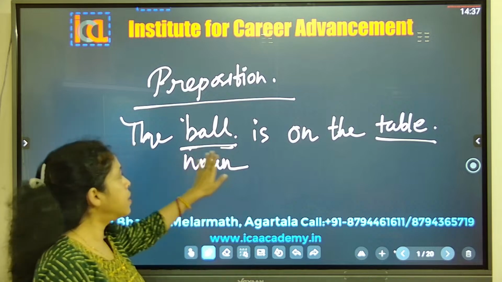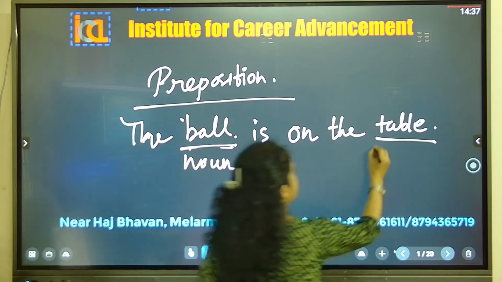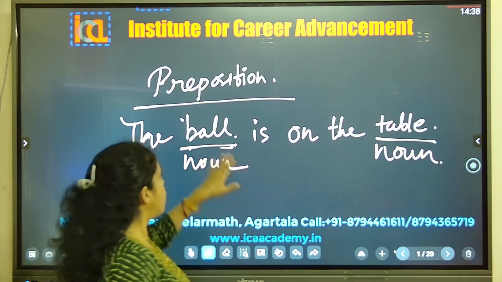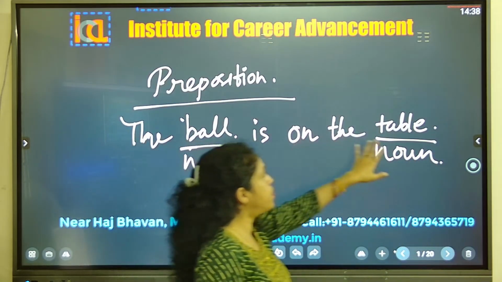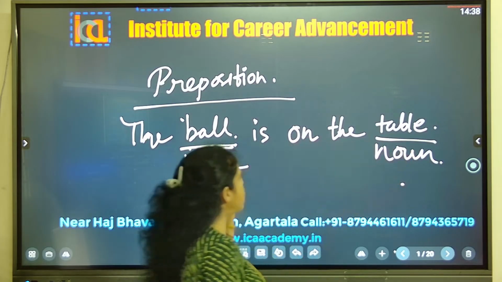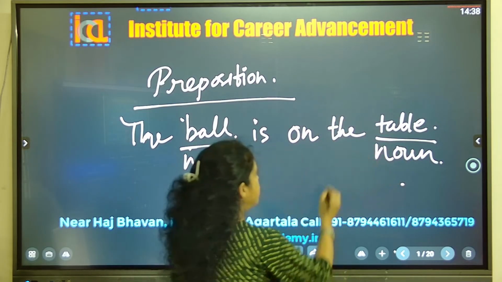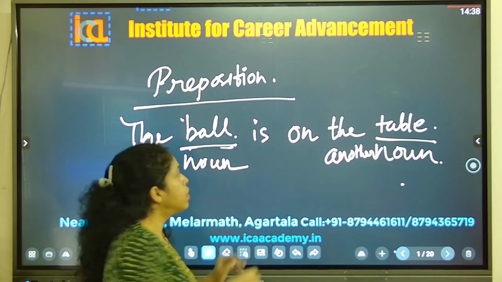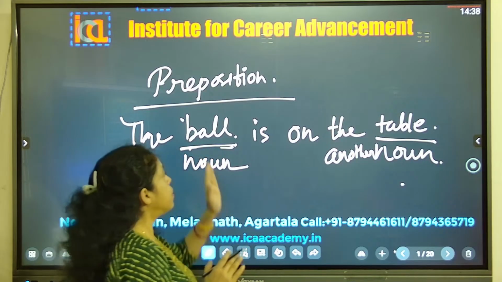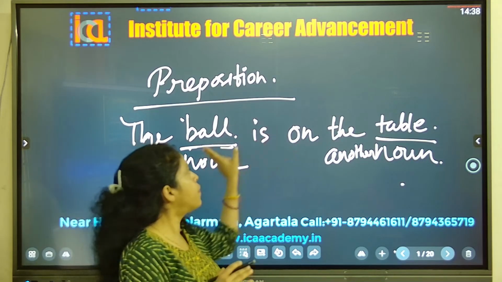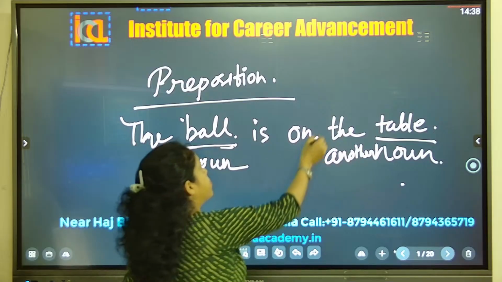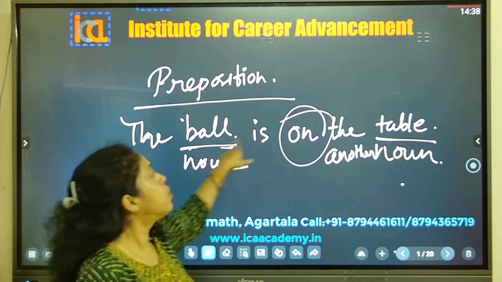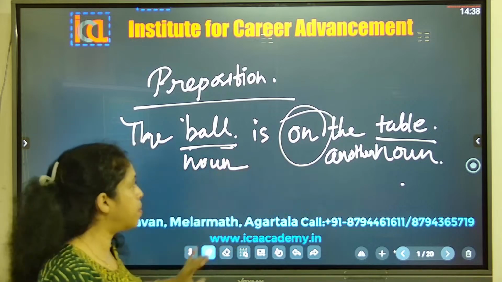So the ball is on the table. This is also a noun. That is also a noun. Here, one noun is placed on another noun. The word by which we tell the position of one noun relative to another noun is called a preposition. Preposition means the position of a noun in relation to another noun.